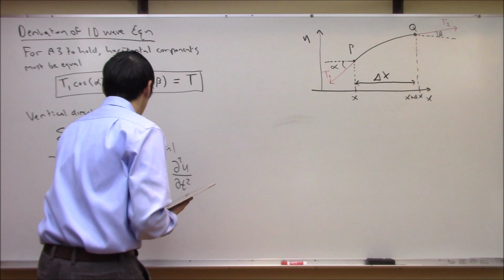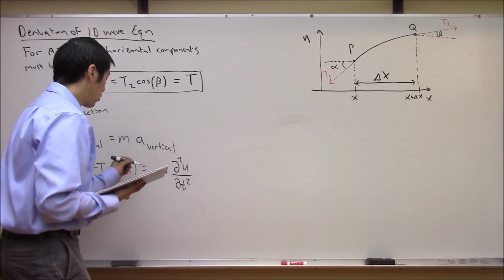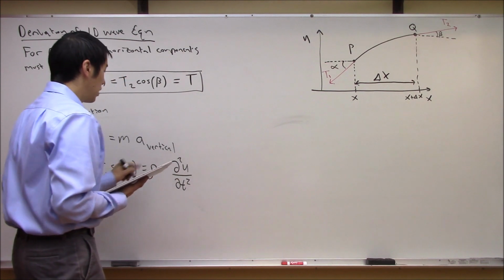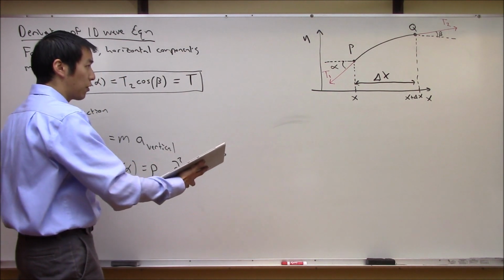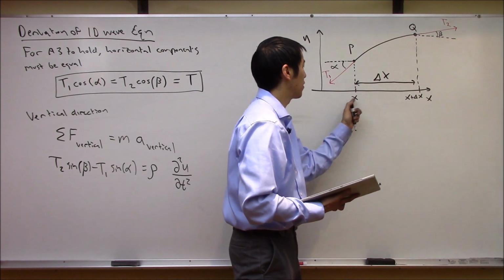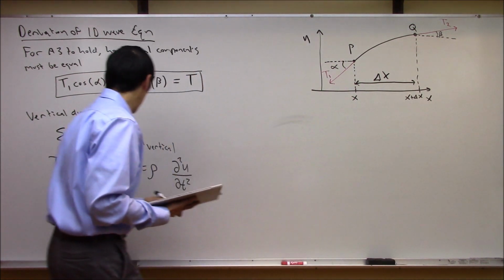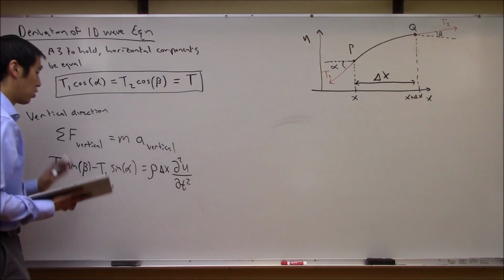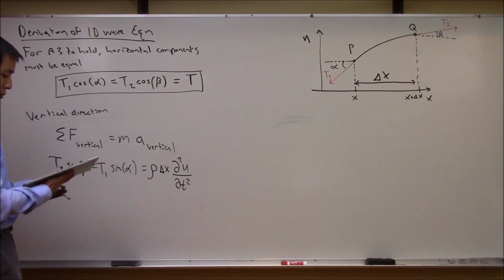The mass here, another way to describe the total mass of that little chunk, is rho times the length of the string, which we said was delta x. The string is delta x long in this little chunk, so rho times delta x. Okay, great, I think we're all consistent now.